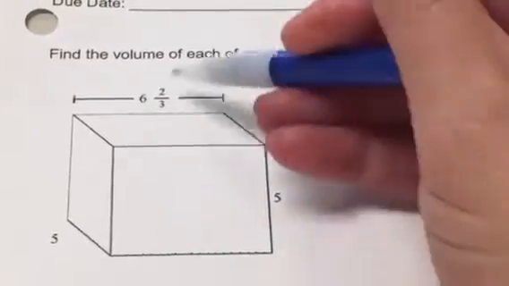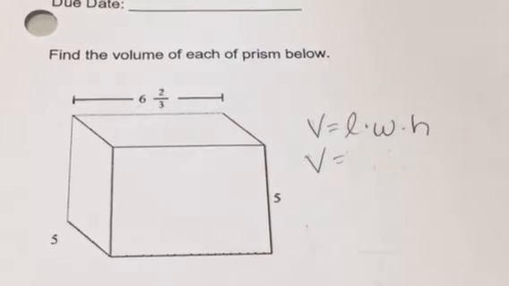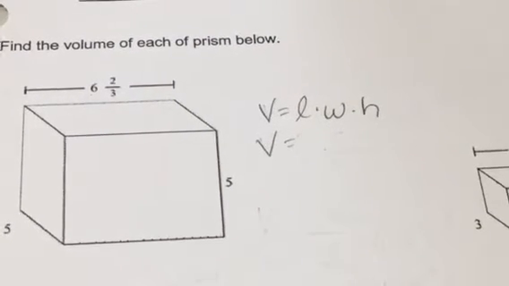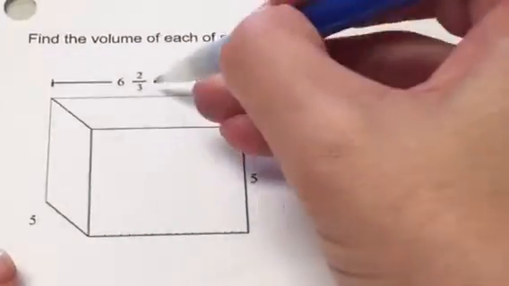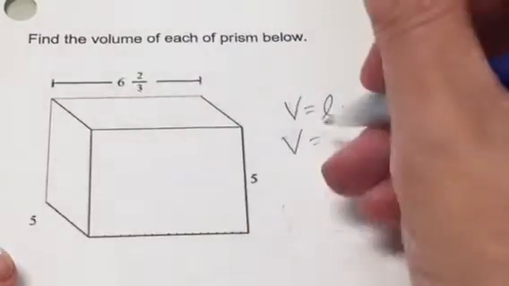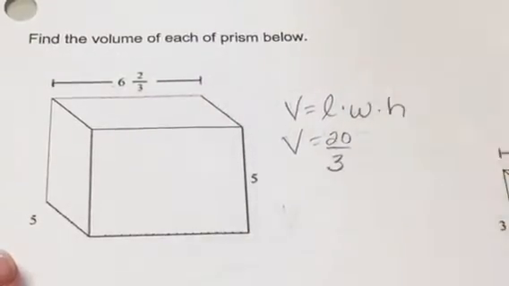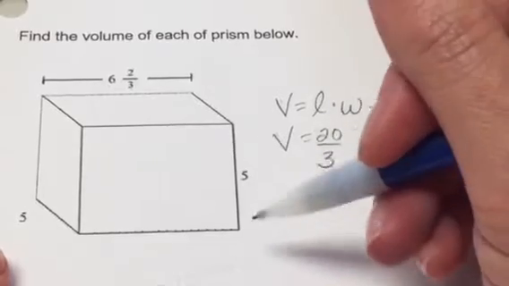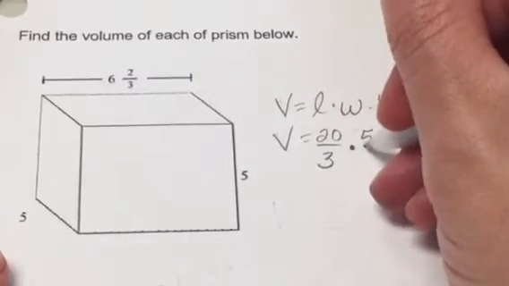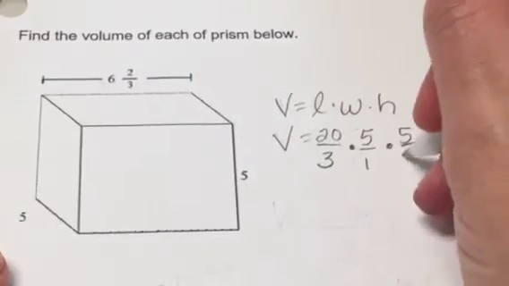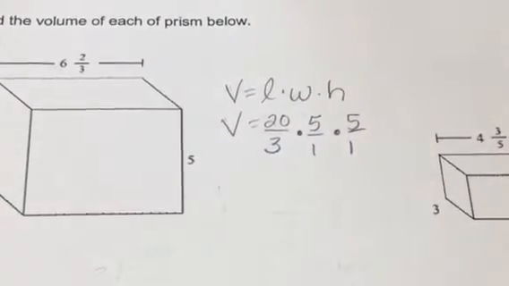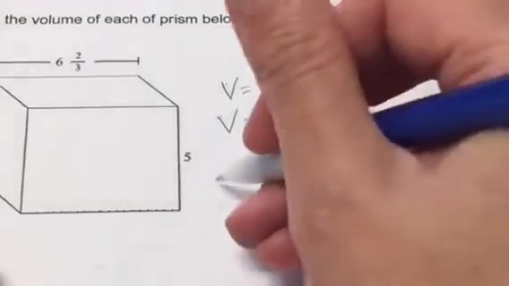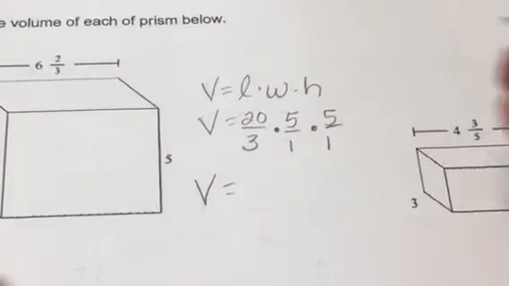Now, since I'm given a fraction that's 6 and 2/3, I know if I did 2 divided by 3, that would be a non-terminating decimal, so I can't change that. I've got to make this an improper fraction by doing 3 times 6 plus 2, which would be 20/3. Now, when I substitute the width and the height in, I'm going to put them as 5/1 so that they're all fractions. When I look on the diagonals to see if I can reduce, there's nothing to reduce, so I'm just going to multiply straight across the top.